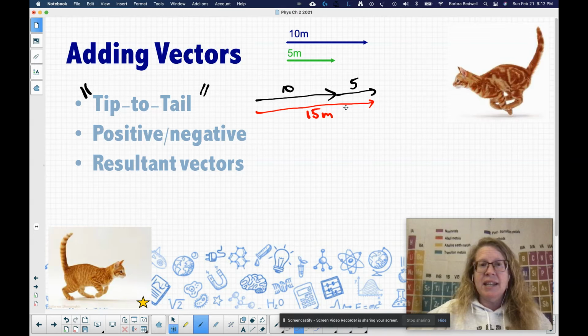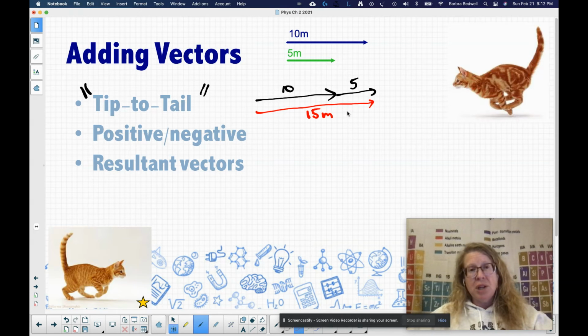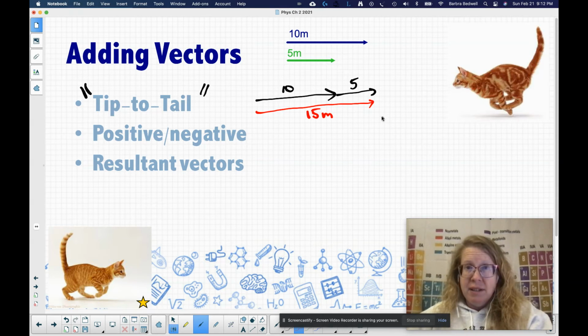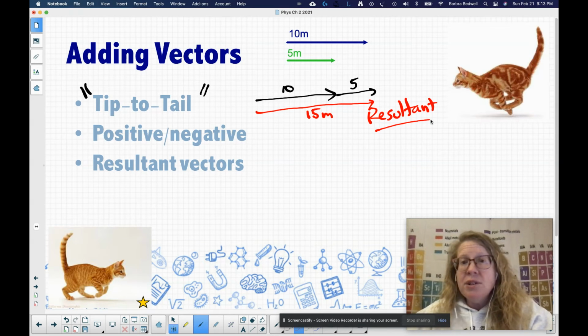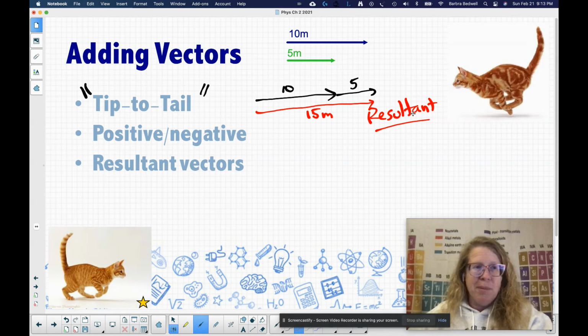That gives us an idea of the magnitude and direction of the resultant vector. That's what this is called, resultant. The resultant vector is what you get when you add two other vectors together. It's the sum of them, basically, is the fancy word that we use for it. So let's take a look at one of these other options here now.